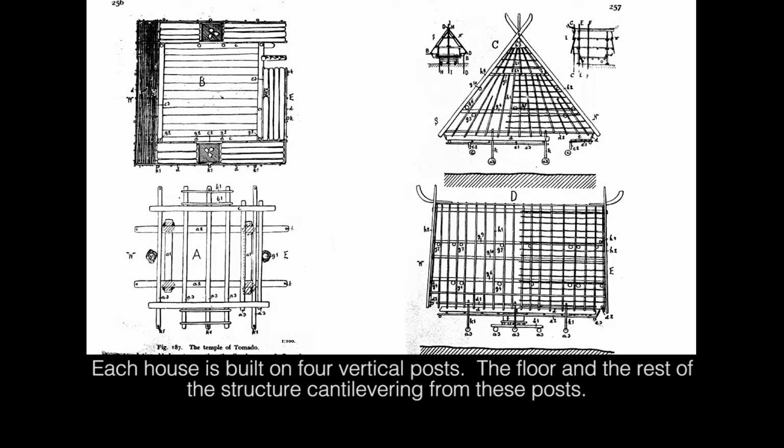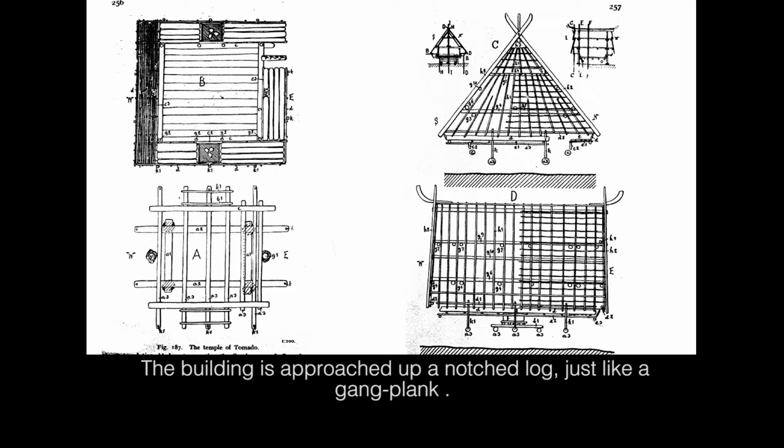And there are two other features that are very interesting. The first is that the building is approached not up a staircase, but up a notched log, just like a gangplank. Secondly, the cooking is done in metal trays set into the raised seat. Now that's not surprising because after all the building is highly inflammable, isn't it? So if you're going to have any cooking done there, the timber would have to be protected from the fire. So metal trays are used.